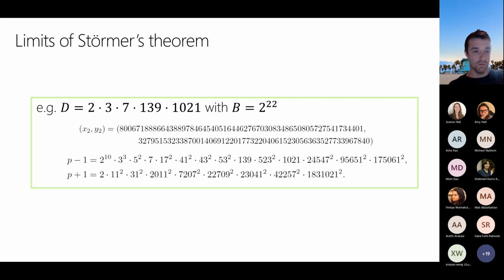Okay, so I guess the limits of Stormer's theorem, or at least being able to compute the solution of those exponential number of Pell equations, is why so far there hasn't been an optimal solution.